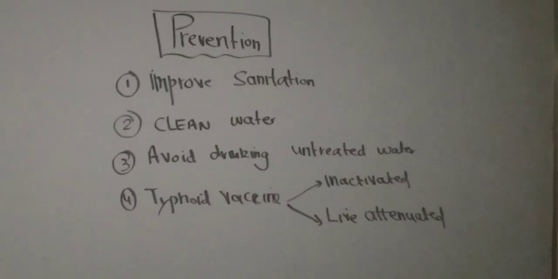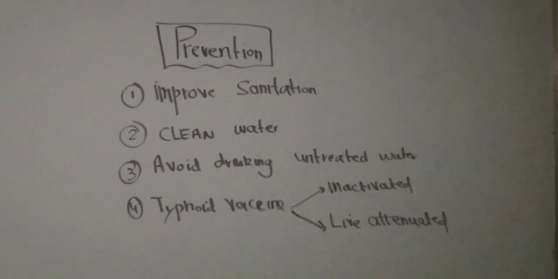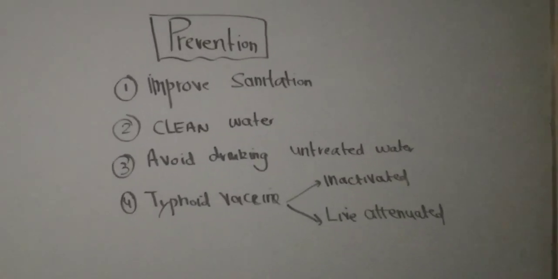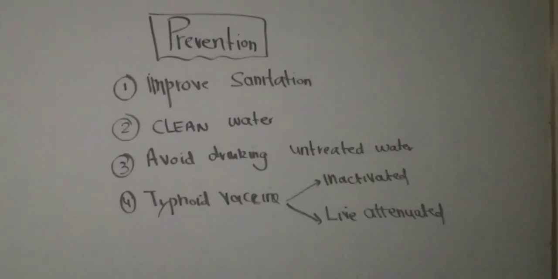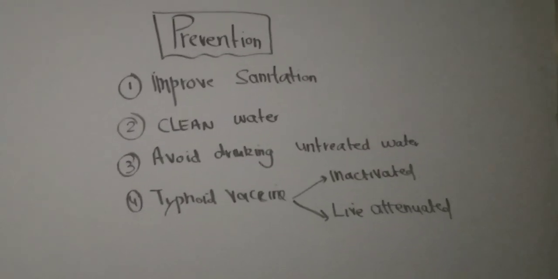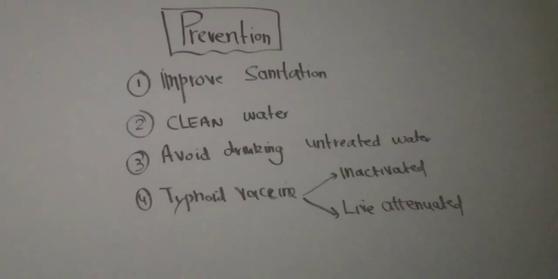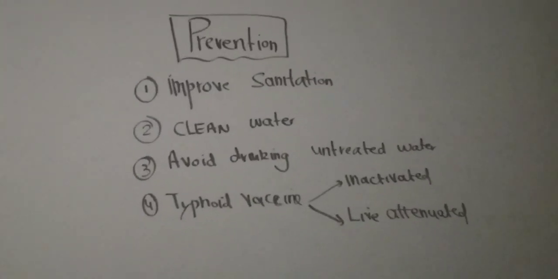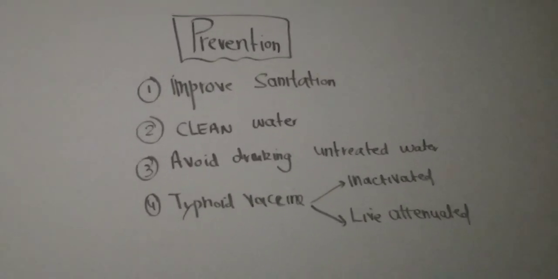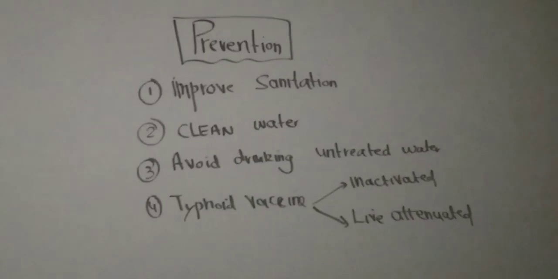So how do we prevent enteric fever? One is to improve the sanitation. Secondly, use clean water and avoid drinking untreated water. You can also use the typhoid vaccine, which is either inactivated or live attenuated. Now the mortality in the world is 17 million. The majority of these cases are in the underdeveloped world because of the non-sanitation of the water and contaminated food and beverages which are causing these problems. So in order to prevent them, you will have to avoid these kinds of waters.